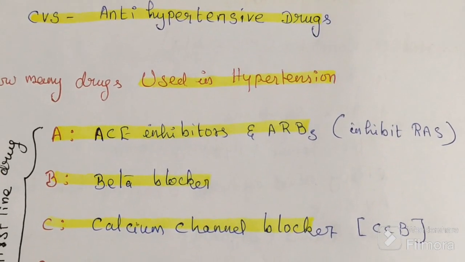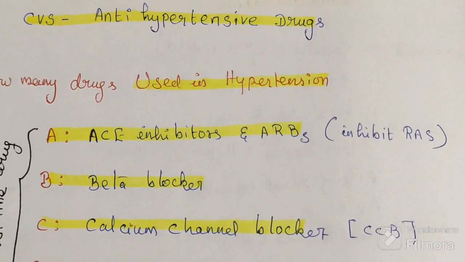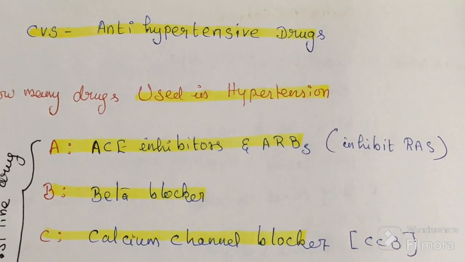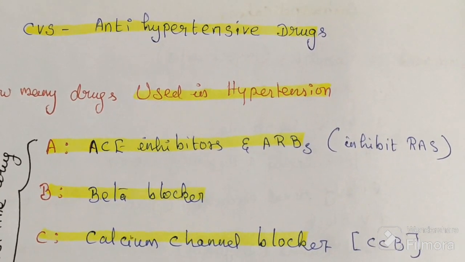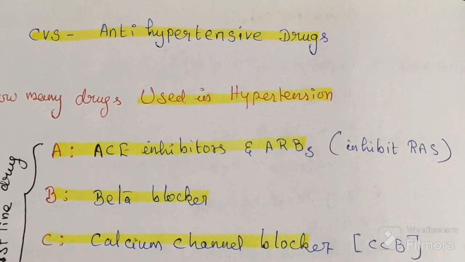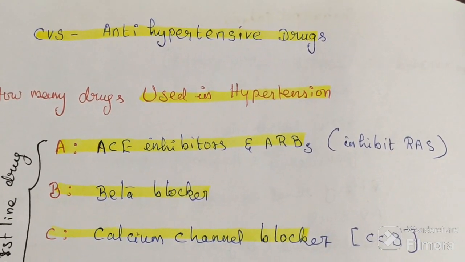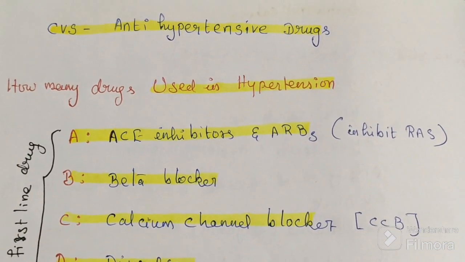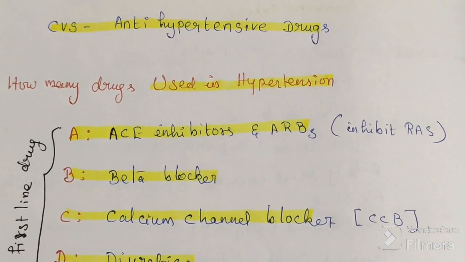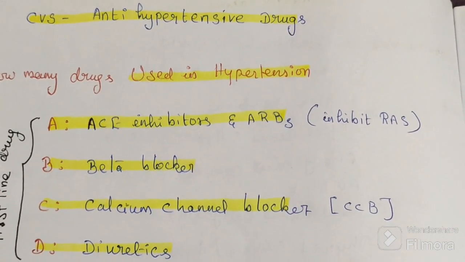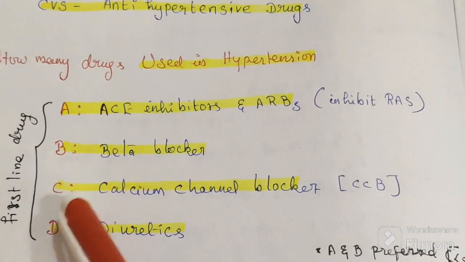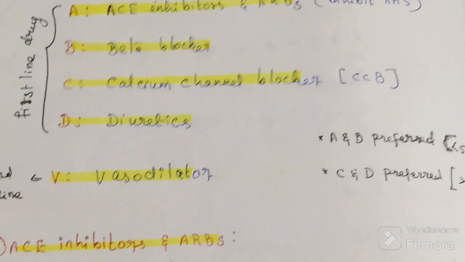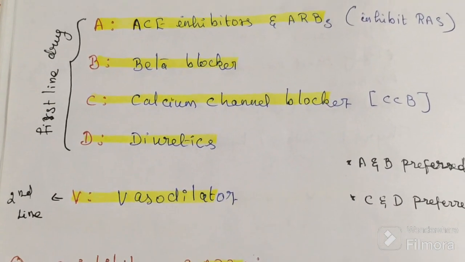In this video, we'll discuss the cardiovascular system. The last topic is antihypertensive drugs. How many drugs are used in hypertension? In hypertension, we use 5 drugs, out of which 4 are first line. The first 4 are first line, and the fifth one is a second line drug.